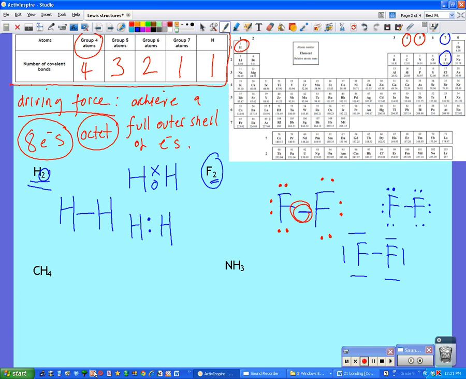Moving on, methane, CH4. Carbon is in group 4.